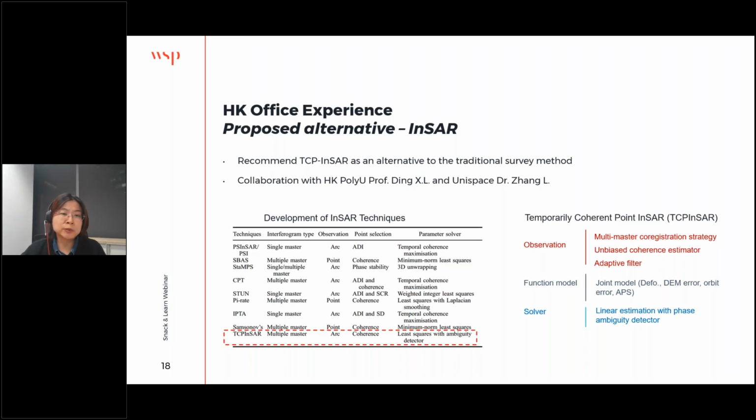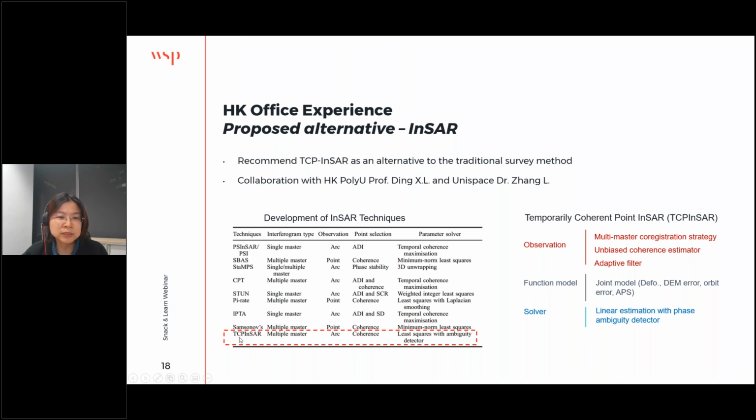So as the client's instrumentation and monitoring consultants, we propose an alternative to this conventional, traditional survey method. What we do is propose TCP InSAR to the clients, and we are in close collaboration with Hong Kong PolyU Professor Ding's group and also Ascension Unispace, Dr. Chang. With their teams, Professor Ding's group, they have been, in the last two decades, developing InSAR.